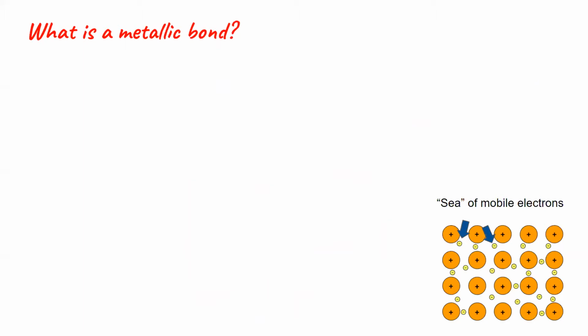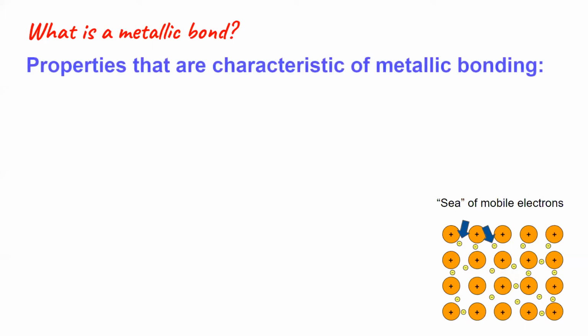So if you notice that picture at the bottom, I have the word sea in quotes. Sea, like an ocean of these mobile electrons. Electrons are able to move from one atom to another atom freely, which is kind of unique. We don't see that in covalent bonding. We don't see that in ionic bonding once the initial transfer of electrons has taken place. So metallic bonding is kind of unique.